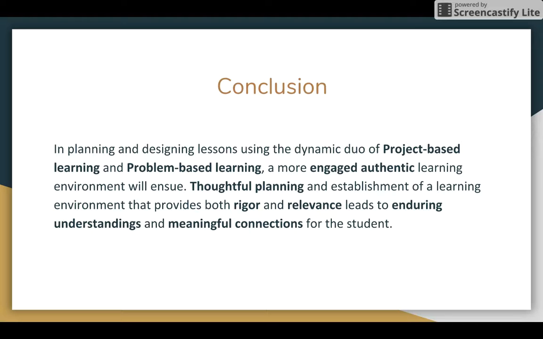Now, this does take some thoughtful planning, but it's worth it in the end because we want students to have rigor and relevance, and we want them to make meaningful connections and enduring understandings. So when designing your next lesson, I hope you consider including at least one of these approaches in your classroom.